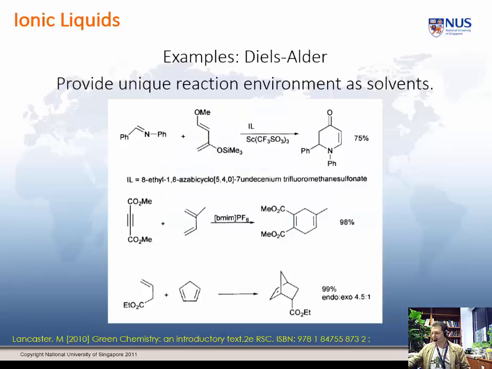Okay, let's give you a couple of examples. The ionic liquid here is providing a reaction environment as a solvent. So for instance, a Diels-Alder reaction at room temperature, 75% yield.